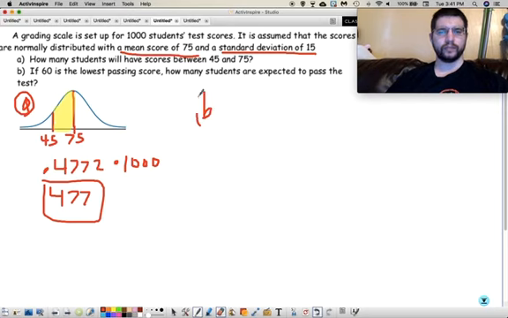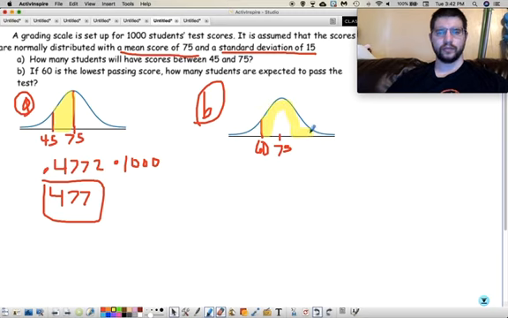Part B. 60 is the lowest passing score. How many students are expected to pass? Here's 75. Here's 60. We want above 60. Okay, so 60 or above.